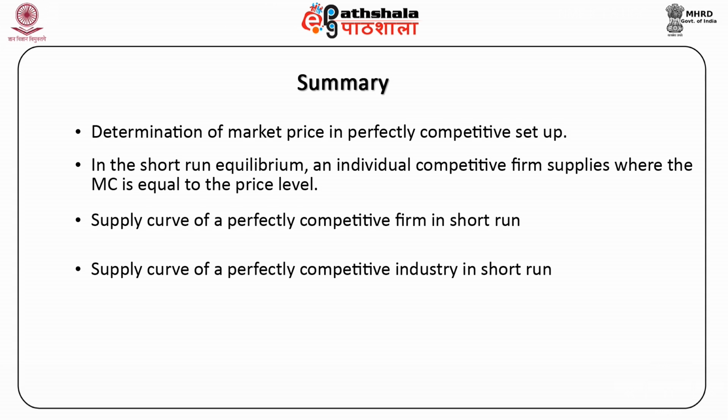The supply curve of a competitive constant cost industry is the horizontal summation of the supply curves of all the firms. The equilibrium of a competitive industry is represented by the intersection of demand and supply curves.